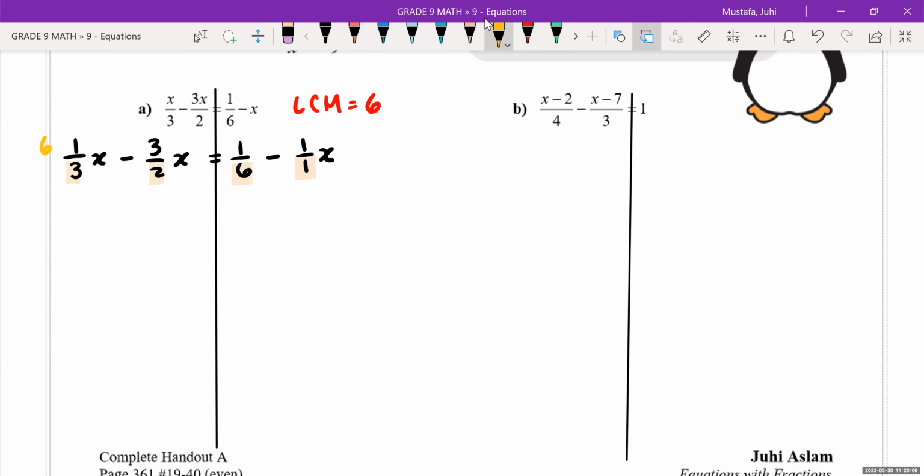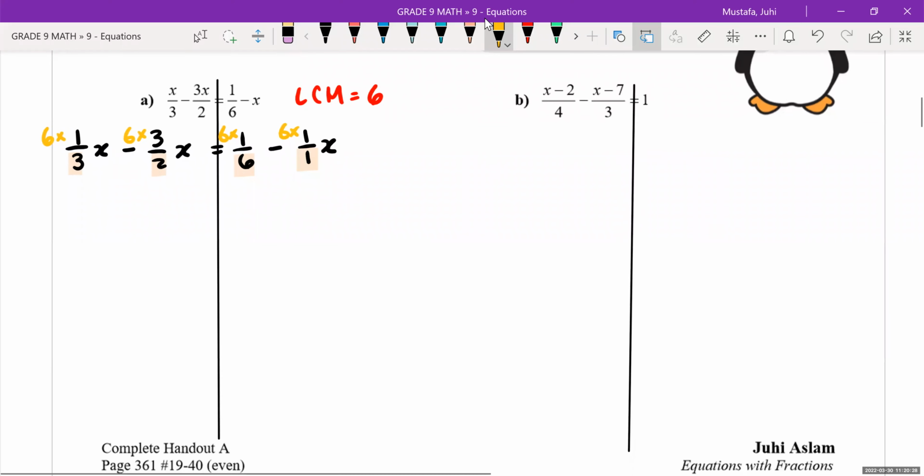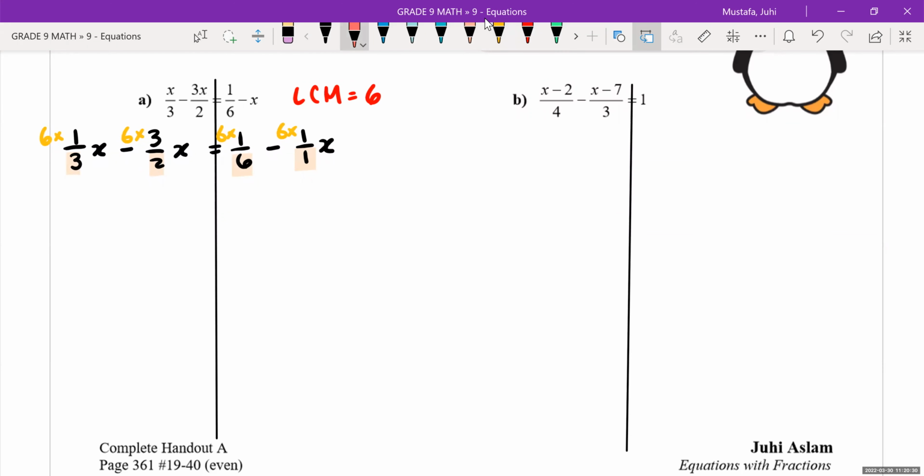So I'm going to just write 6 times, 6 times, 6 times, 6 times. And this just reminds me that I'm multiplying 6 with every single term. Another way is you could have just put brackets around the whole thing and a 6, and that also would work. But I find writing it in front of each term really helps you not forget about any number. Okay, now it's fraction work, you guys.